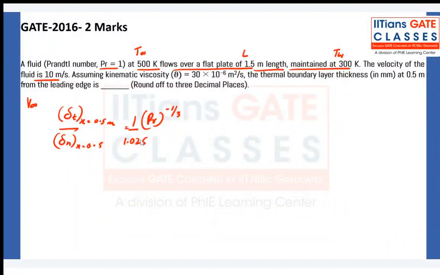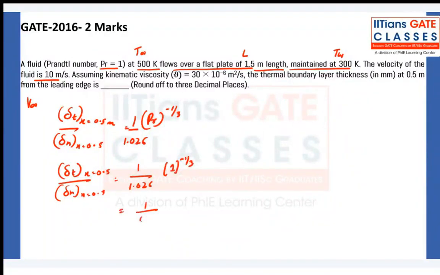Prandtl number is given as 1, so it will be equal to 0.5 upon delta_h at x equals 0.5 is equal to 1 upon 1.026, 1 to the power minus 1 by 3. So it is basically 1 upon 1.026. Now the point is how to find this delta_h at x equals 0.5. This is the question. So can you tell me, do you remember any relation of this?